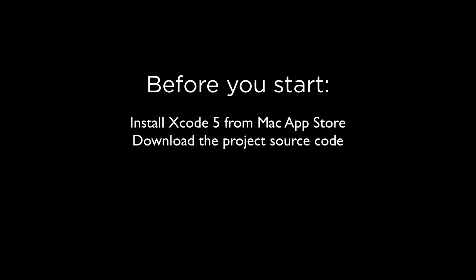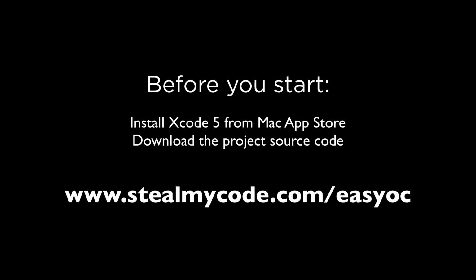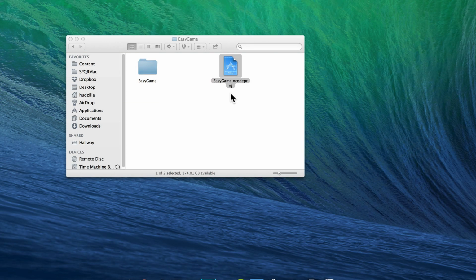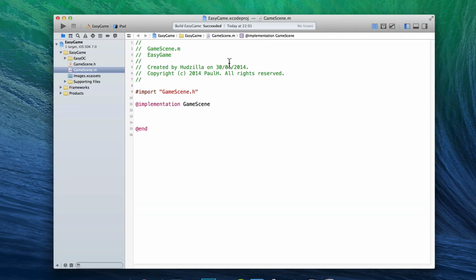Before you start, please ensure you have Xcode 5 installed from the Mac App Store. You should also have downloaded the project files from stealmycode.com/EasyOC. When you extract the zip file, you will see this layout: easygame.xcodeproj and an easygame folder. You can ignore this folder and just double click on the Xcode proj. This will fire up Xcode and launch you into the main files you'll be working with.